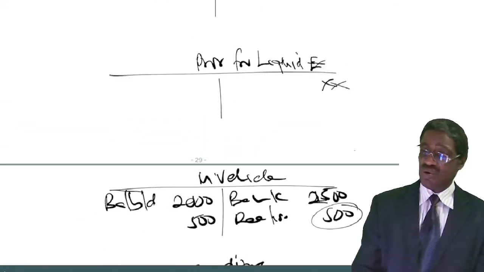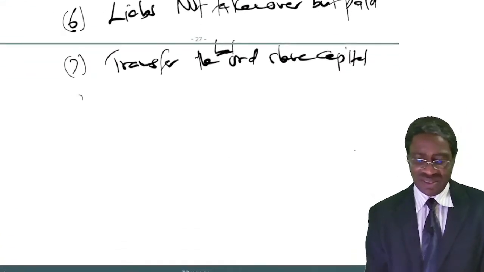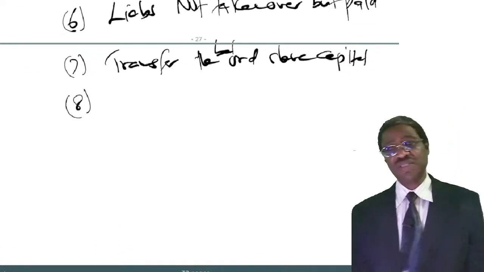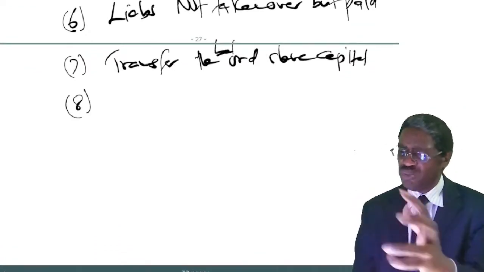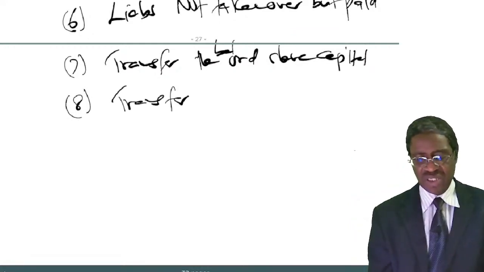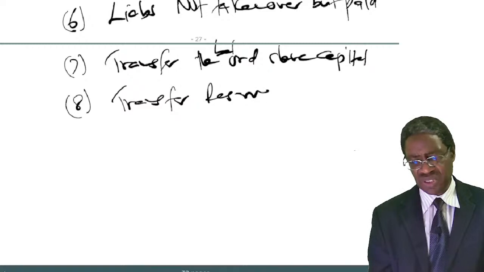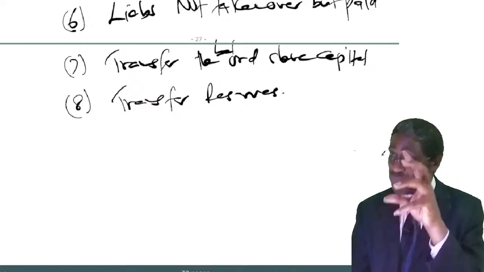Let me go to number 8 now. Listen, I just told you there's a lot we owe to the ordinary shareholders. What else could we be owing them? You owe them their reserves. Number 8 says, transfer reserves to the ordinary shareholders members.